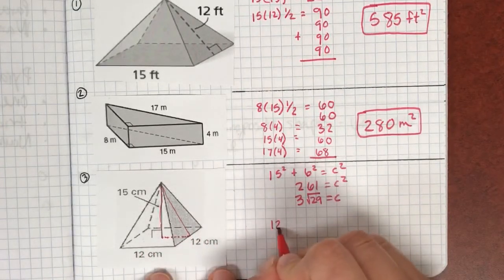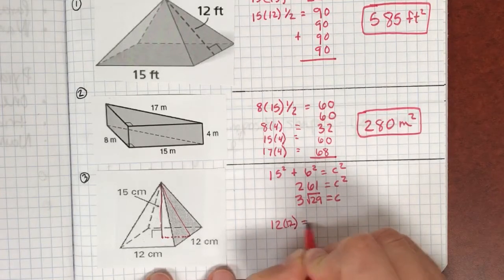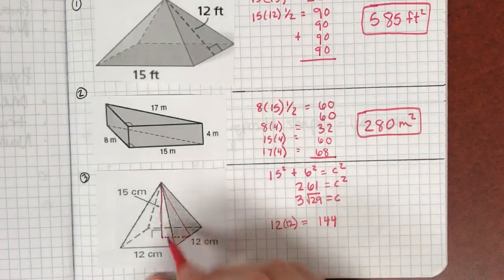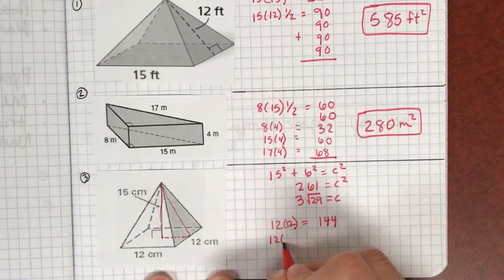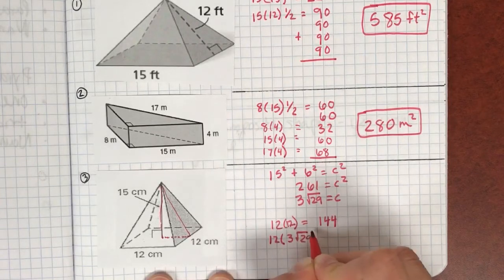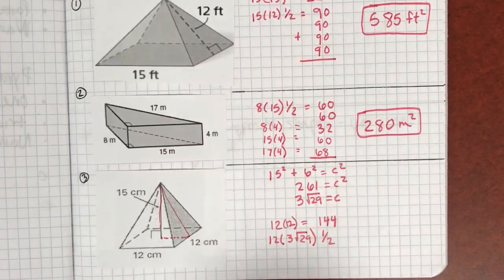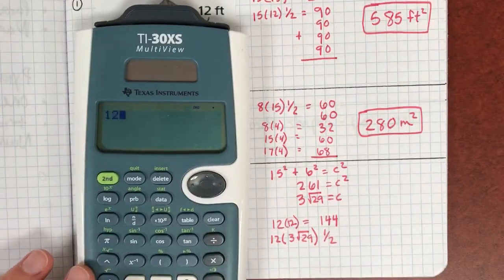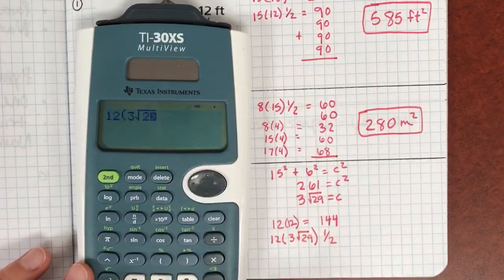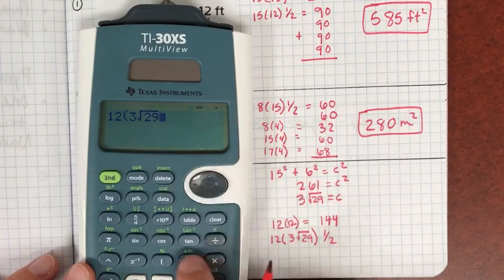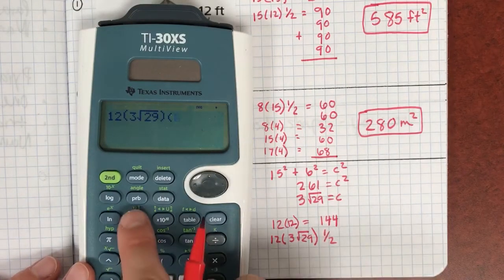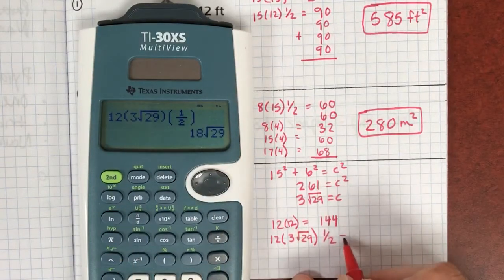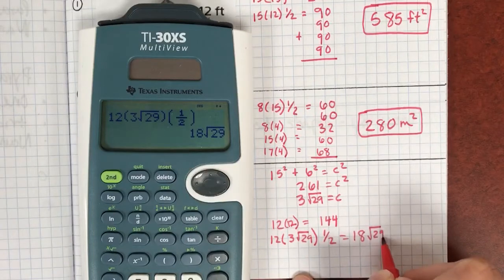Our bottom is 12 times 12. That's square, so it's 144. Then we're going to find our 4 sides. Remember, it's base times our height times 1/2. When you have something like this, it's kind of messy to try to think about it. Just type it in your calculator: 12 times 3 square root of 29 times 1/2. And we get 18 square roots of 29.